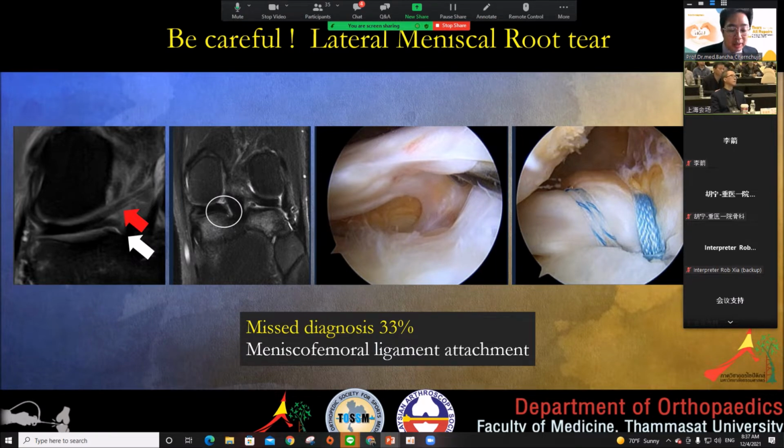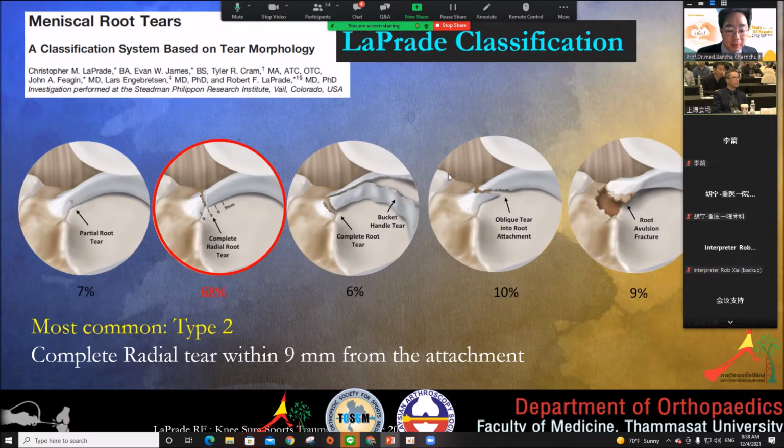The normal lateral meniscus root should be like a Y shape, from the first picture. That is the Wrisberg ligament and the root, right? This is the normal meniscus of the lateral side. Sometimes you can see there's no gap on the lateral side, but it's just floating like the third picture, because the Wrisberg ligament is still there.